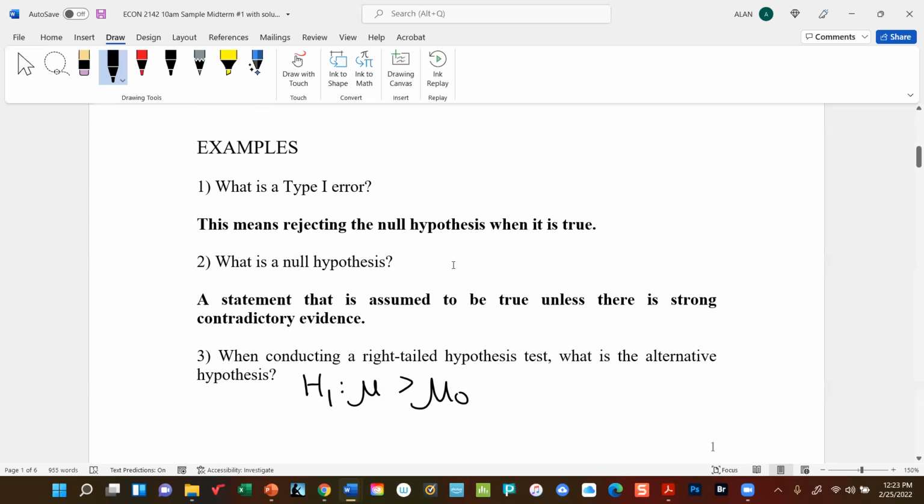What is a null hypothesis? A statement that is assumed to be true unless there is strong contradictory evidence. Okay. So we did that on day one.